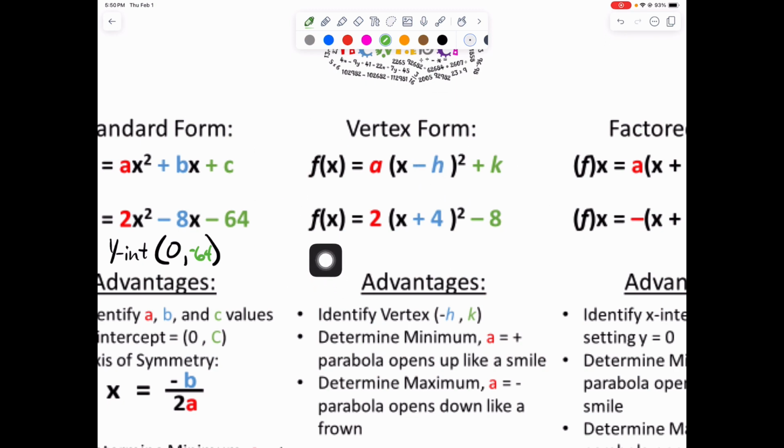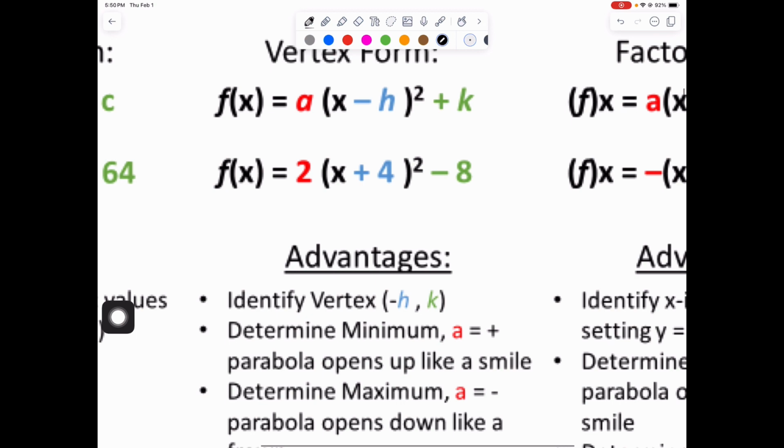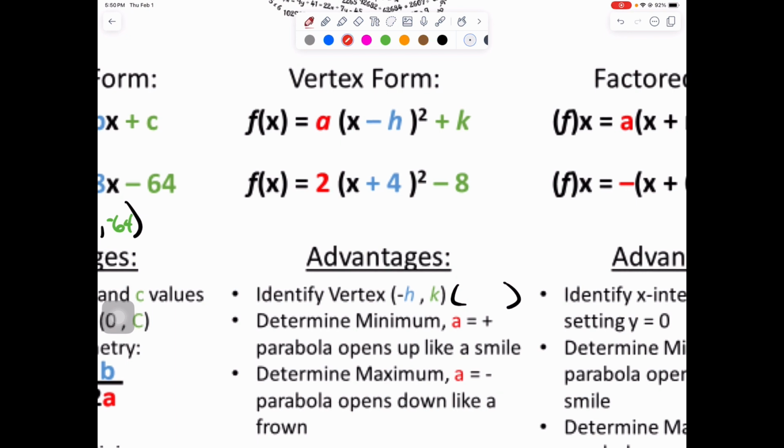Let's take a look. Here is a function given to us, f of x equals 2 times x plus 4 squared minus 8. Identify the vertex. To identify the vertex, this is the advantage. Let's open up some parentheses here. Now, I know that doesn't look the cleanest, but let's do some identifying. This is our A value. The 4 is our H value. And the negative 8 is our K value.